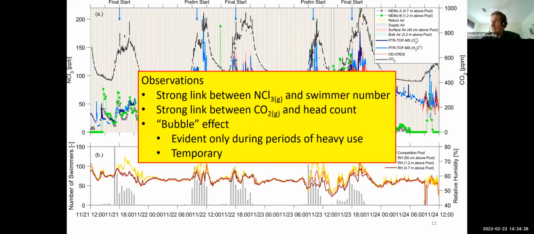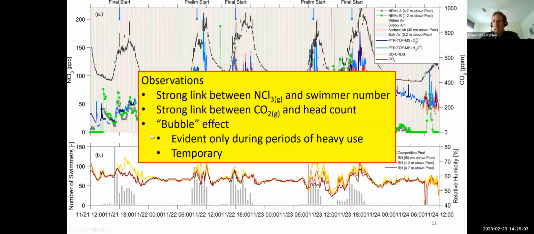So the bottom line is that we've identified through observations a very strong link between gas phase trichloramine and the number of people who are present in the pool swimming. We have also identified a similarly strong link between gas phase concentration and the overall number of people who are present in the facility, including swimmers and non-swimmers. Lastly, it's difficult to see on this slide, but I'll illustrate it on the next one. We did see evidence of what's sometimes referred to as the bubble effect.